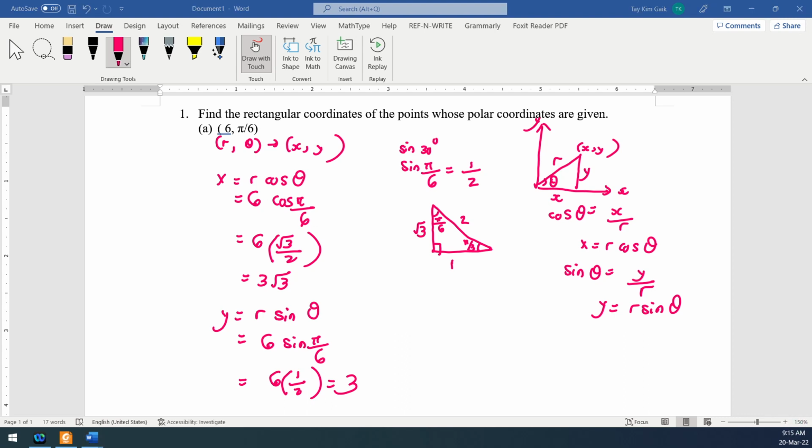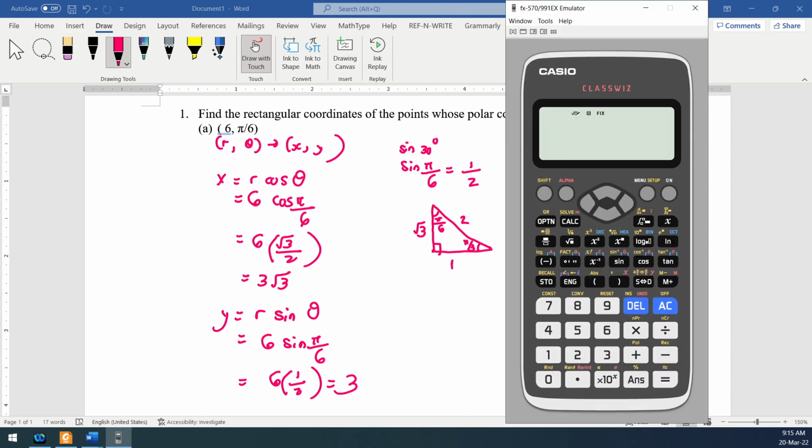I hope my calculator still works. Make sure you're in radian mode. So you want 6 cos pi over 6, and you get 3 root 3.